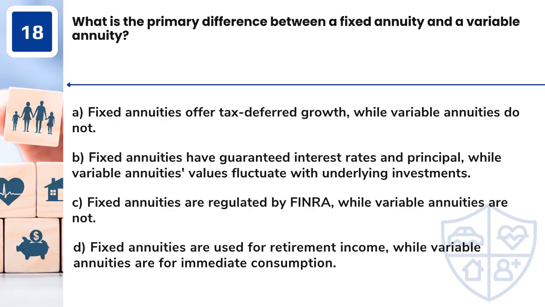Question 18. What is the primary difference between a fixed annuity and a variable annuity? A. Fixed annuities offer tax-deferred growth, while variable annuities do not. B. Fixed annuities have guaranteed interest rates and principal, while variable annuities' values fluctuate with underlying investments. C. Fixed annuities are regulated by FINRA, while variable annuities are not. D. Fixed annuities are used for retirement income, while variable annuities are for immediate consumption.